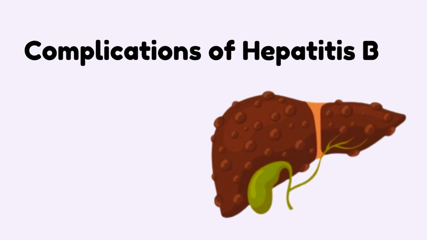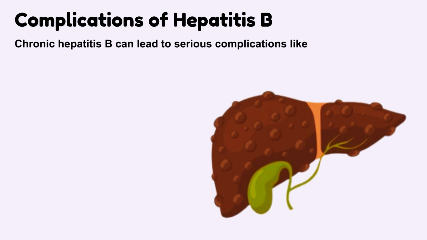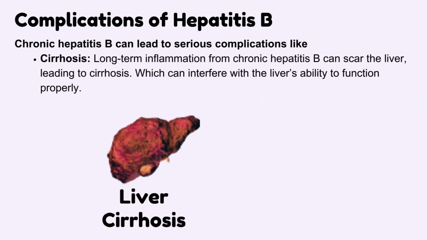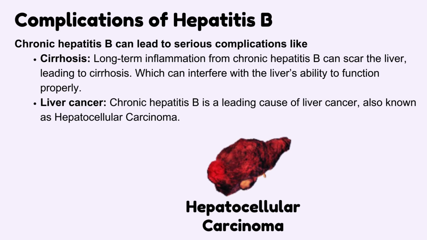Complications of hepatitis B. Chronic hepatitis B can lead to serious complications, like cirrhosis. Long-term inflammation from chronic hepatitis B can scar the liver, thus leading to cirrhosis, which can interfere with the liver's ability to function properly. Liver cancer. Chronic hepatitis B is a leading cause of liver cancer, also known as hepatocellular carcinoma.